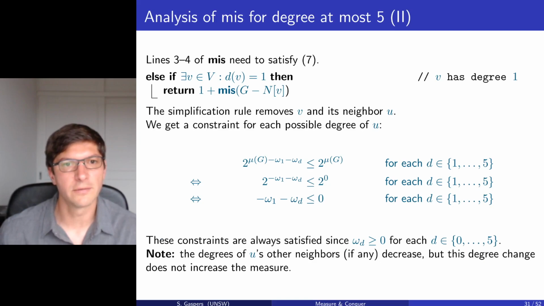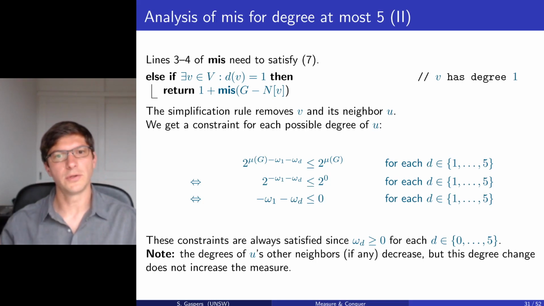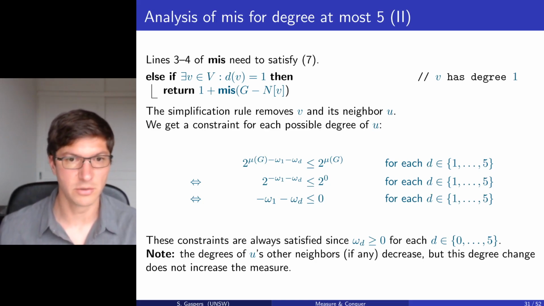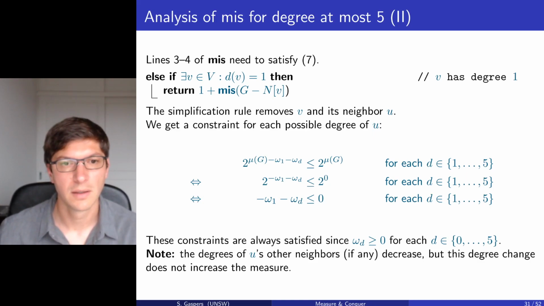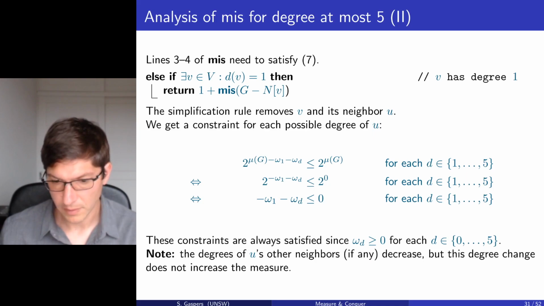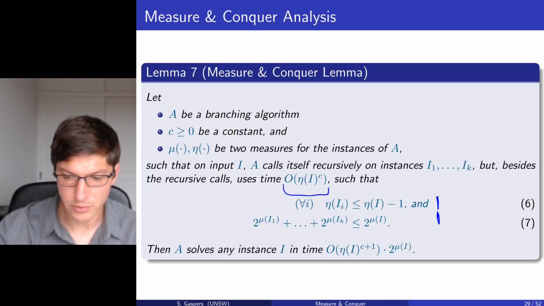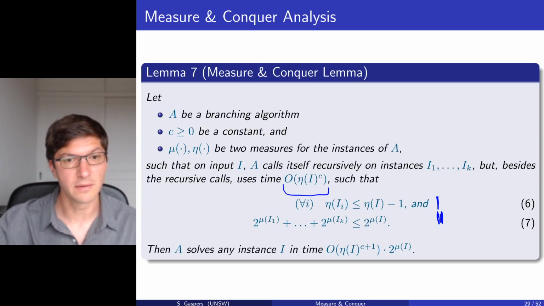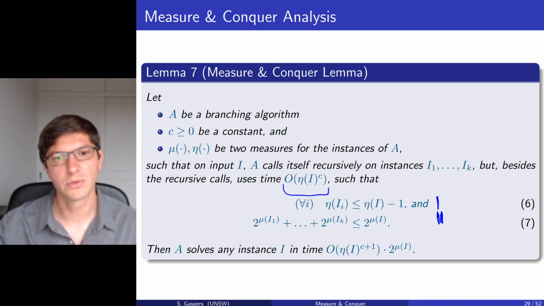The next 2 lines of our algorithm are the simplification rule for degree 1 vertices. So what does the algorithm do? It just removes a vertex and its neighbor. This vertex has degree 1 and the neighbor has some degree, we don't really know. Okay, so we need to satisfy constraint 7 here. It creates one sub-instance, so we just need 2 to the power mu of I1 to be at most 2 to the power mu of I.